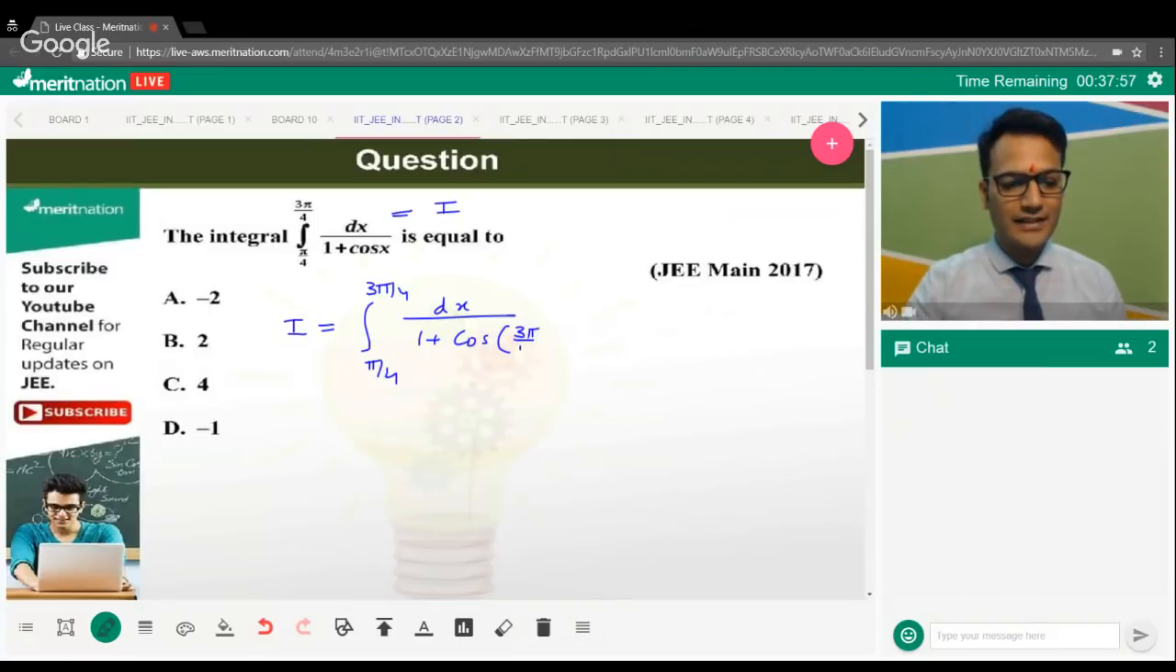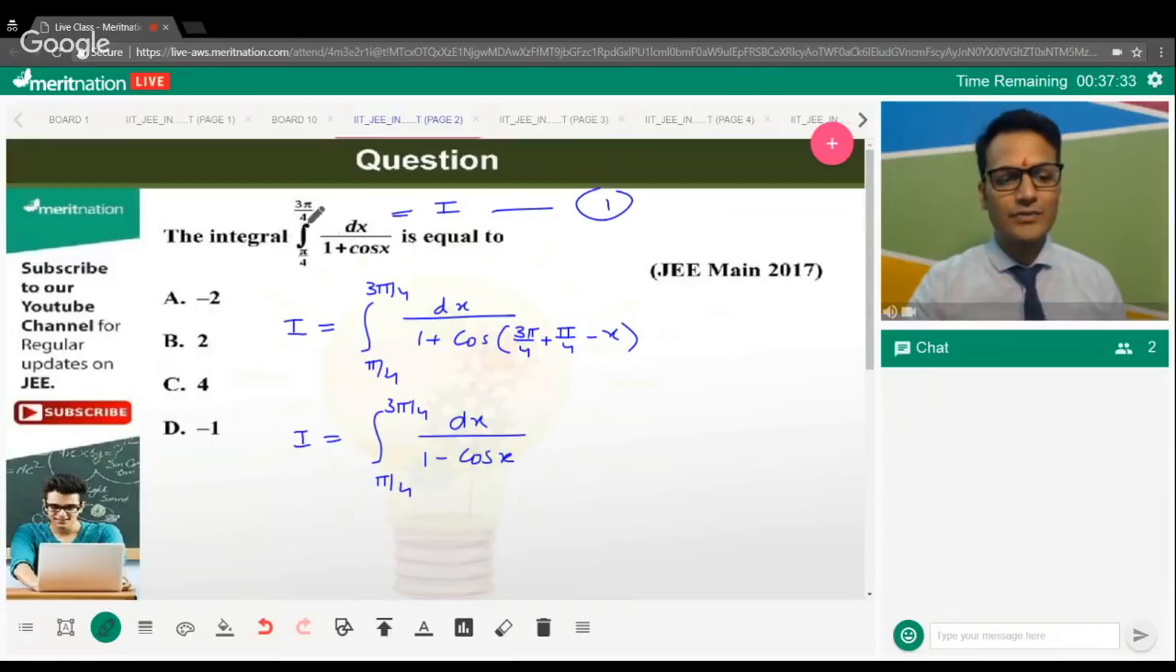I hope everyone is clear with it. 3 pi by 4 plus pi by 4 minus x. And we all know 3 pi by 4 plus pi by 4 is nothing but pi. So cos of pi minus x is minus cos x. So this is minus cos x. Now, if I assume this I to be equation 1 and this to be the second one, and if I add both of them, 1 plus 2, in this case, what will we get?